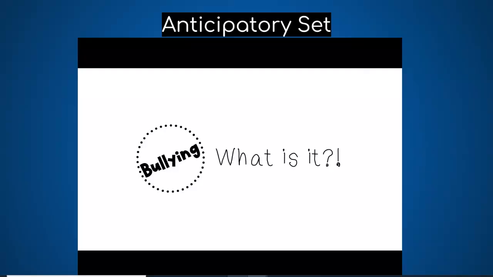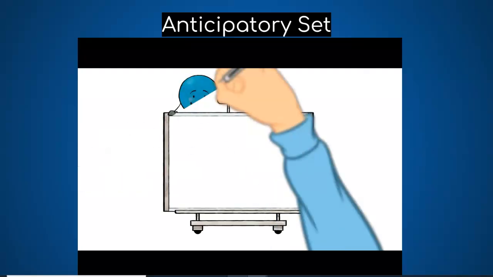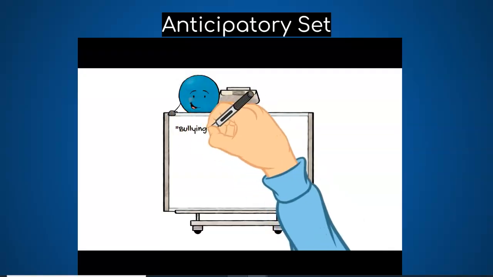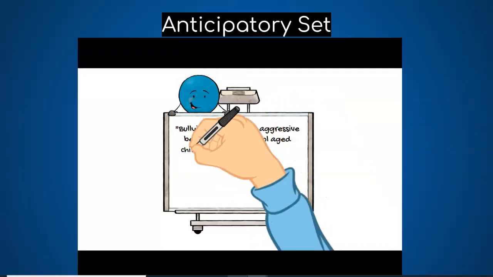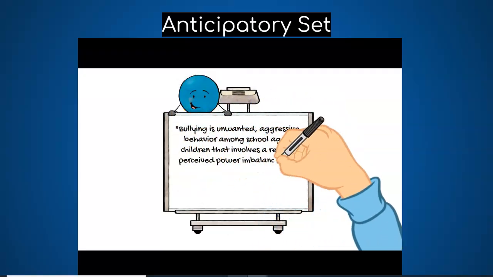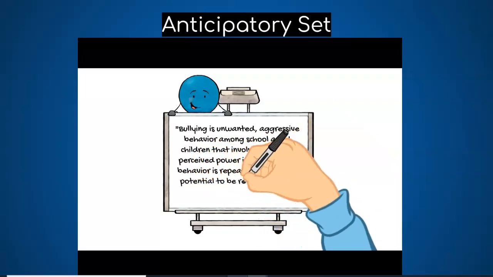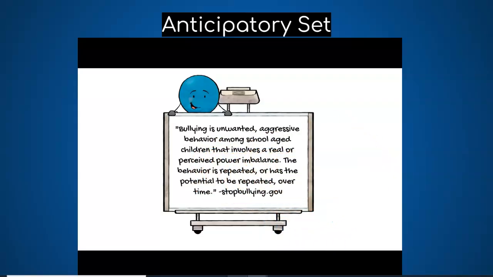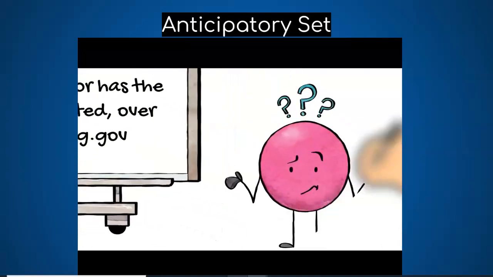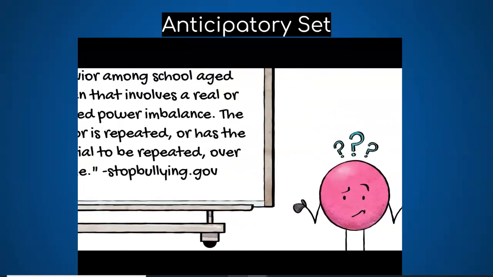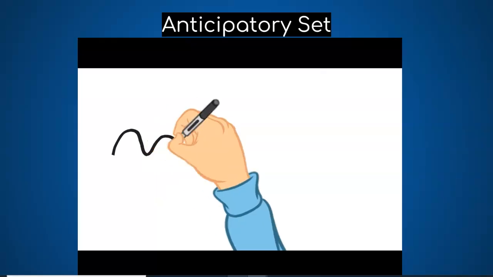First things first, what is bullying? The actual definition goes something like this. Bullying is unwanted, aggressive behavior among school-age children that involves a real or perceived power imbalance. The behavior is repeated or has the potential to be repeated over time. Well, that's kind of confusing, so let's try another way.